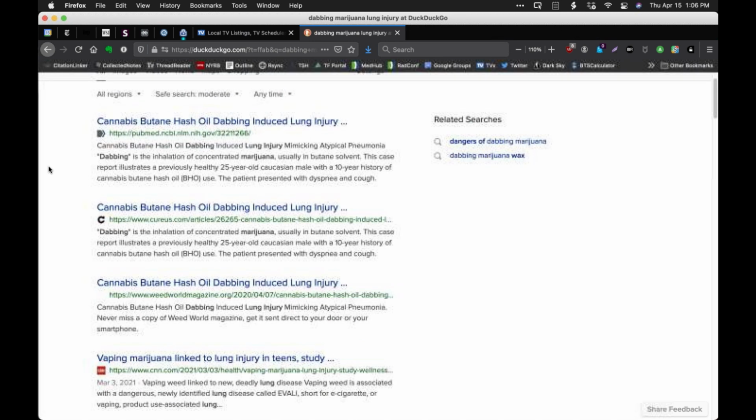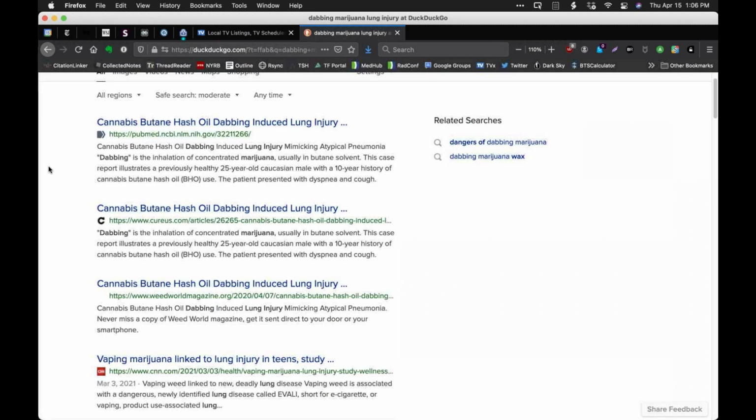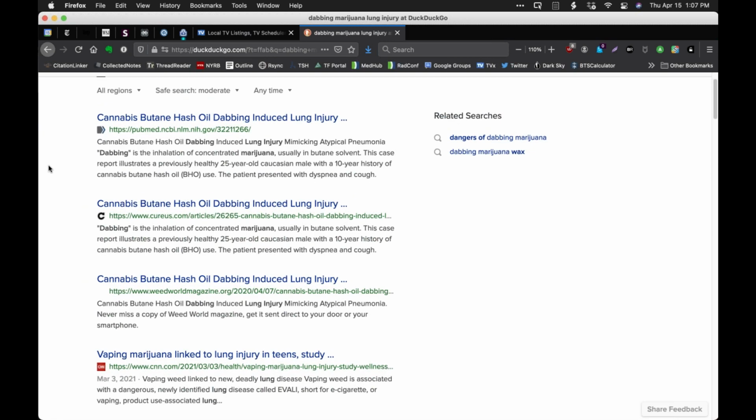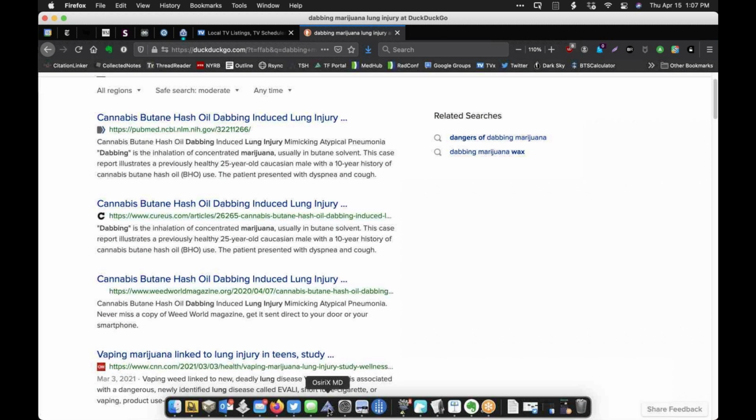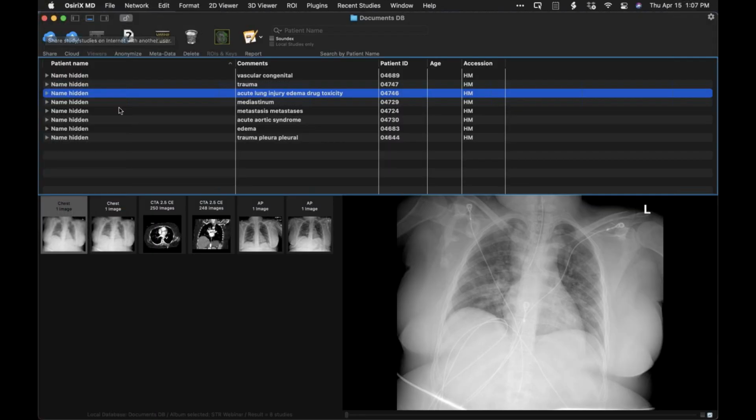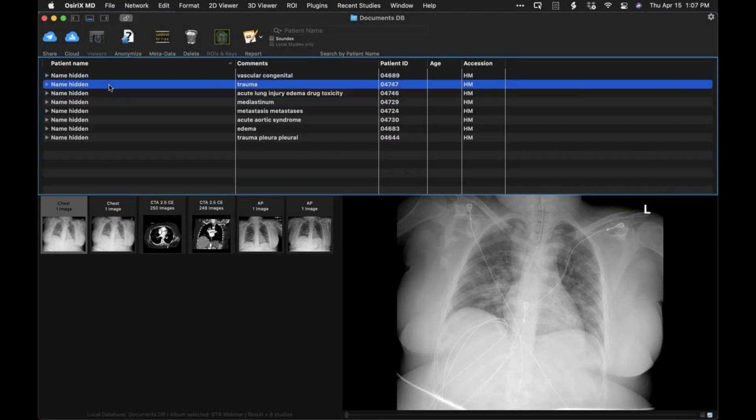And one can find case reports of that. So given that history, this is a case based on that information of dabbing associated acute lung injury rather than EVALI. And I know David has shown some cases. I can't remember if they look like this, but certainly the case reports obviously show cases like this.